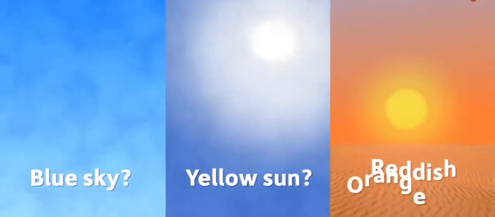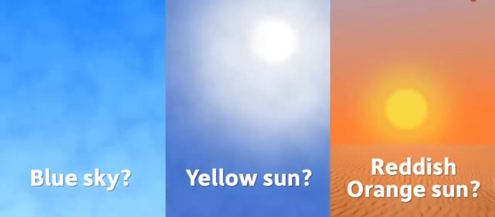So let's discuss why the sky looks blue. Let's start from the sun. Why is the sky blue while the clouds aren't? Why is the sun yellow? And why does it turn reddish orange during sunrise and sunset? These questions might look difficult to answer at first. However, the physics behind them is not difficult at all.